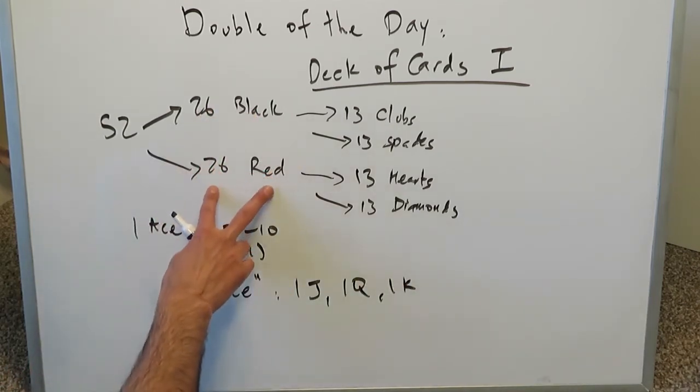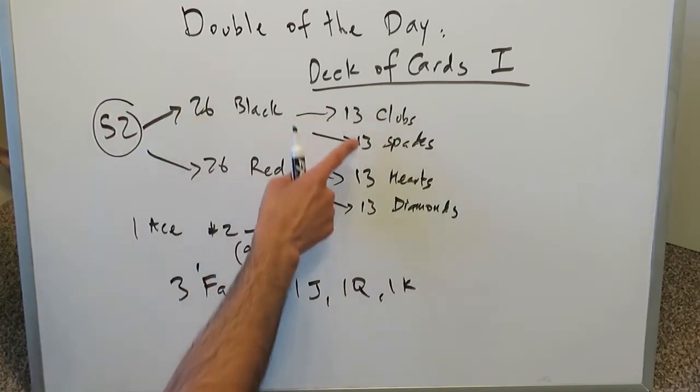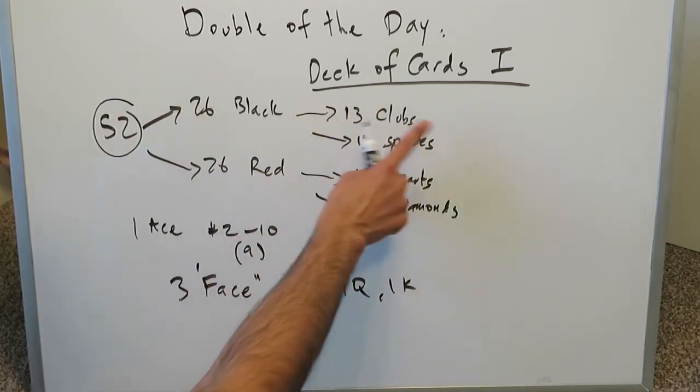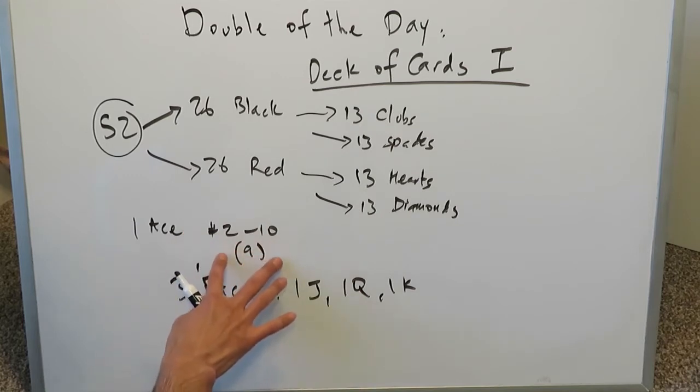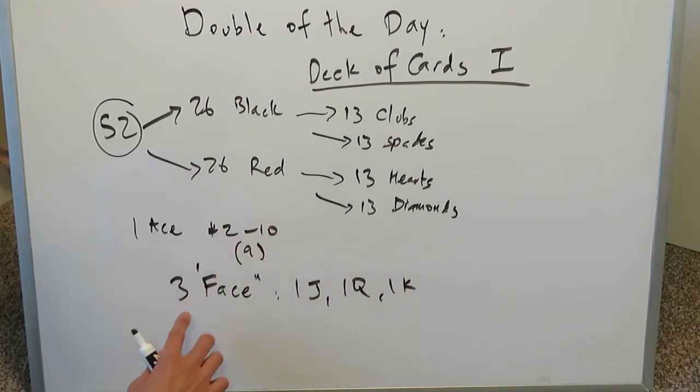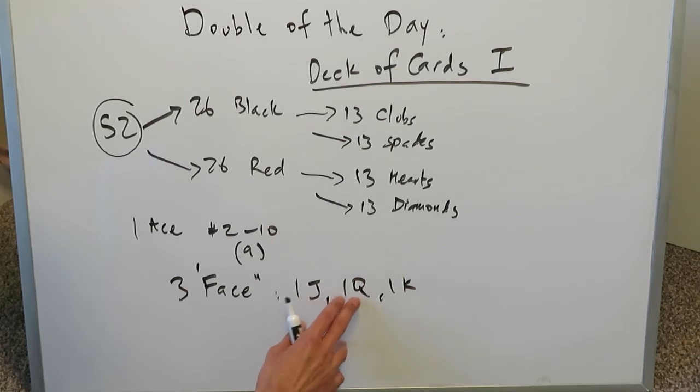26 black, 26 red, total 52, 13 each, clubs, spades, hearts, and diamonds. And each of these, you'll have 1 ace, and 9 number cards, the true number cards, 2 to 10, 3 face cards, jack, queen, and king.